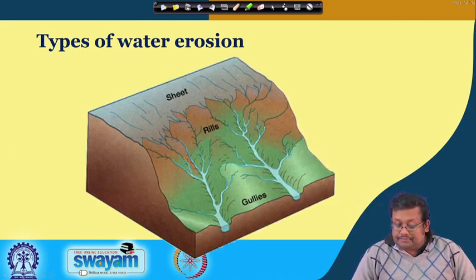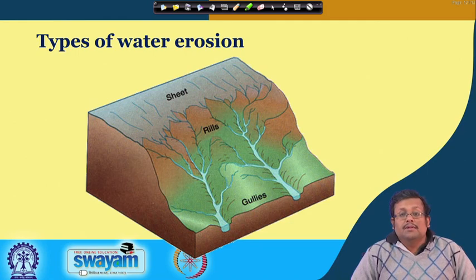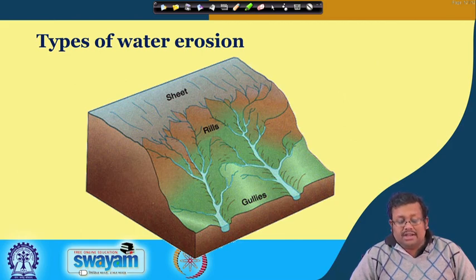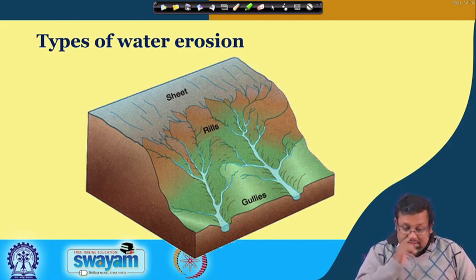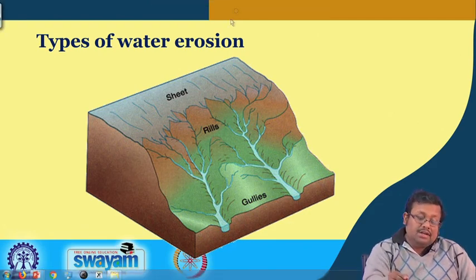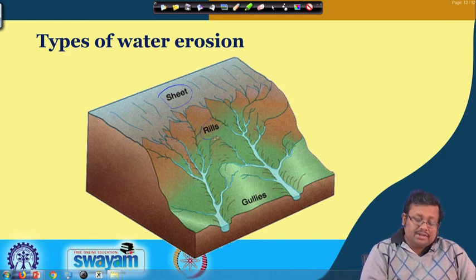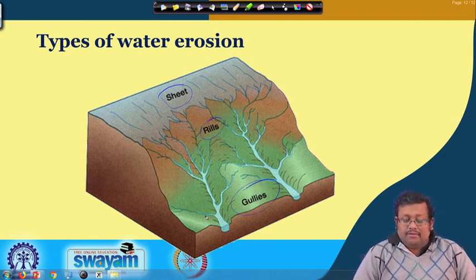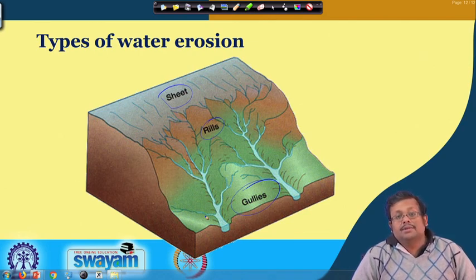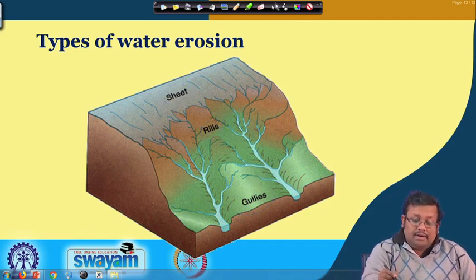Now let us see which slopes are responsible for different soil erosion, in other words, at what slope soil erosion occurs. You can see at the top there is sheet erosion followed by rill erosion, and at the lower depths there will be formation of gullies. So these three different types of erosion, sheet, rills and gullies, depend on the slope of the land. And gully erosion occurs in the downstream areas.